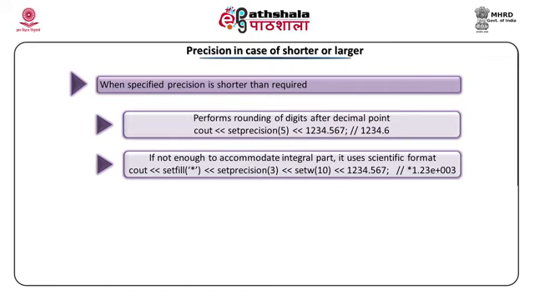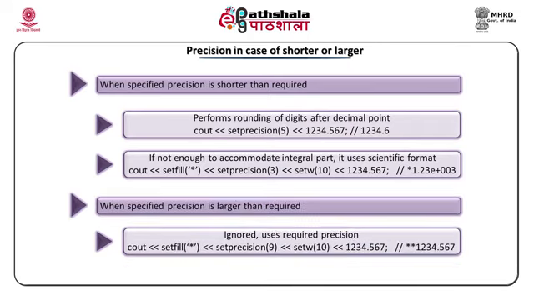What if the precision is smaller for the integral part? For example, I have said 1234.567, but I have set the precision of only 3 digits. Obviously, in such cases 1234 cannot be rounded, and instead it will use scientific format to display such items. When the precision is larger, it will be ignored and only the required precision will be used.